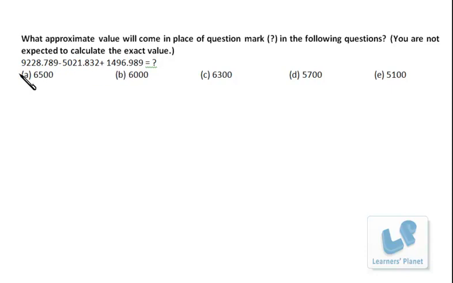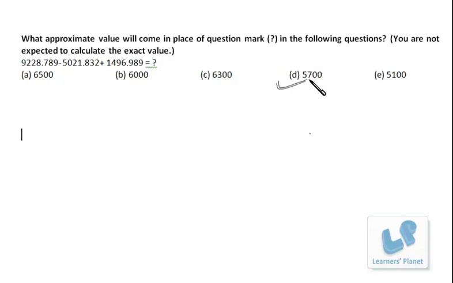So what I do is, first of all, 9000 plus 1500, that is 10,500. 10,500 minus 5000 is 5,500, and this 9000 I had taken, but this is actually 9200, so it's 5,500 plus 200, that is 5,700. Mentally you can do it, right?